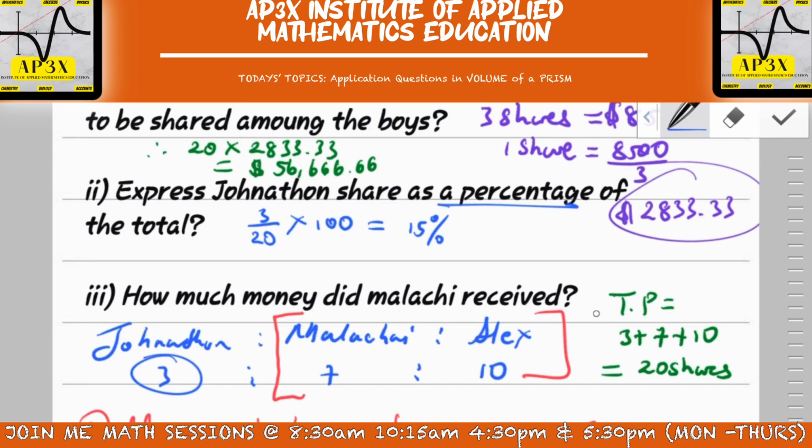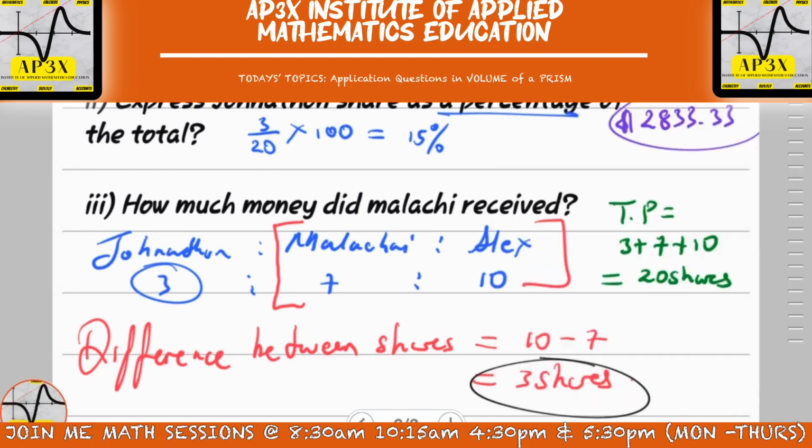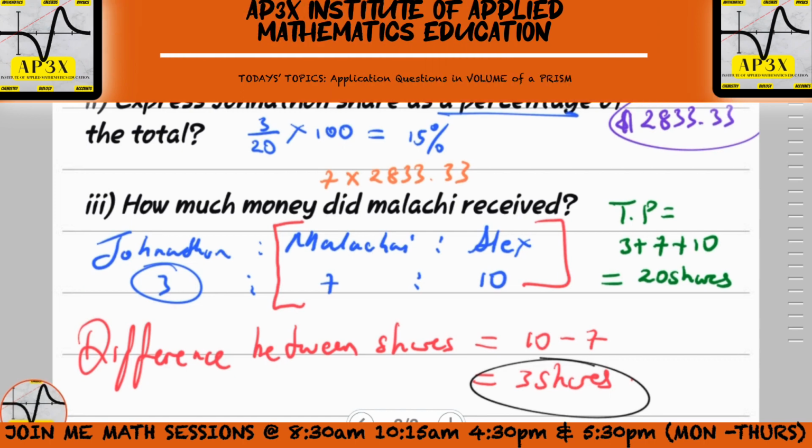How much did Malachi receive? That's easy because Malachi has 7 shares. And then therefore, since Malachi has 7 shares, then it would be safe to say then that Malachi would have received 7 multiplied by the total of 1 share, which is 2,833.33. Multiplied by 7, and Malachi would have received 19,833.31.